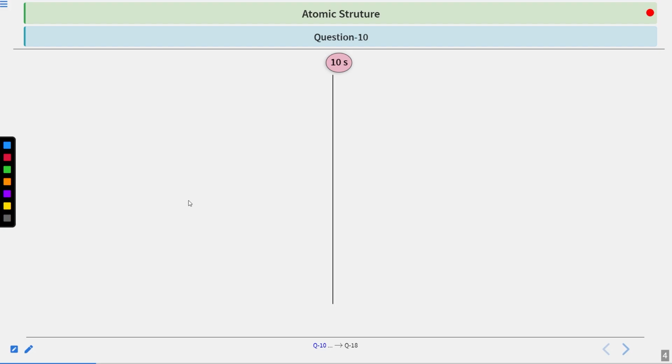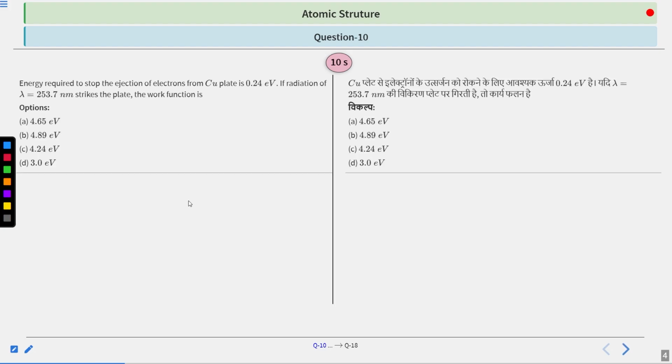Question number 10 says that the energy required to stop the ejection of electron from a copper plate is 0.24 electron volt. If radiation of lambda 253.7 nanometer strikes the plate, the work function is: options are A 4.65 electron volt, B 4.89 electron volt, C 4.24 electron volt, and D 3.0 electron volt. You have 10 seconds to solve this question. Your time starts now.